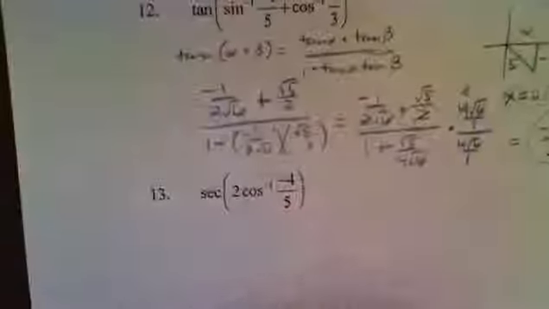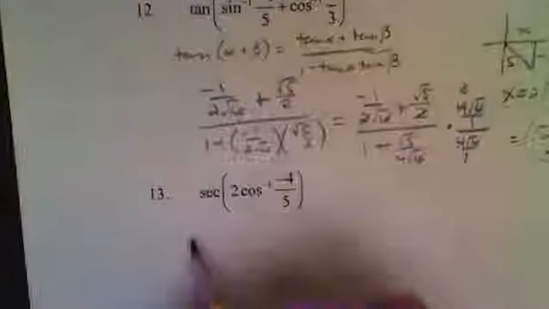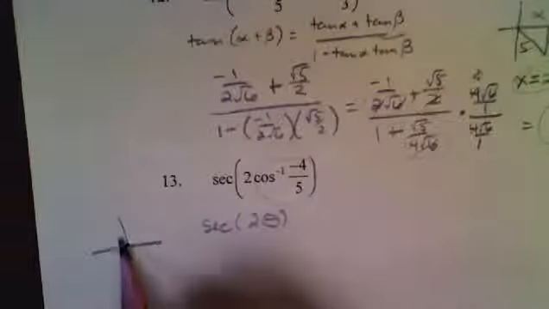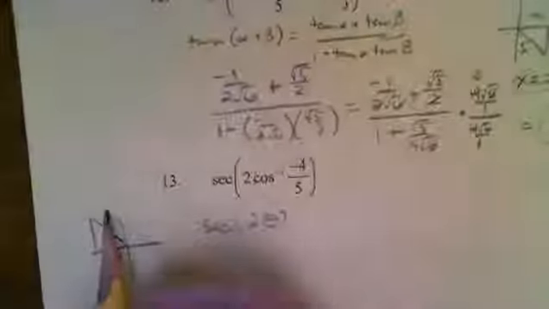All right, then the other ones have to do with double and half. This one is secant of 2 theta. Again, that's an angle, if you want to think of it as theta, alpha, whatever you want to call it. So I'm looking for the secant of 2 times my angle, my theta. So I'm going to draw my theta over here. Theta is inverse cosine of negative 4/5. So x is negative 4, the radius is 5, and so my y value would be 3.